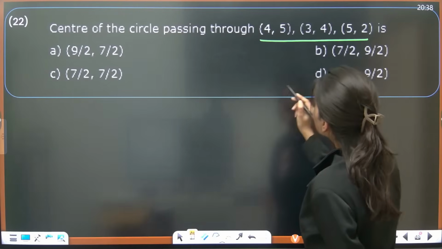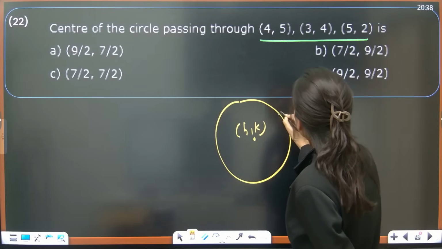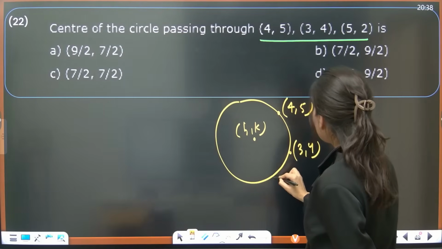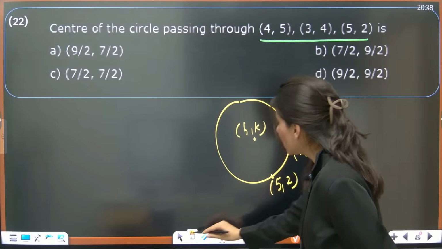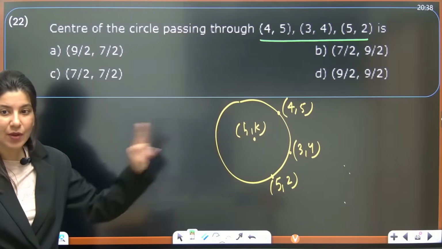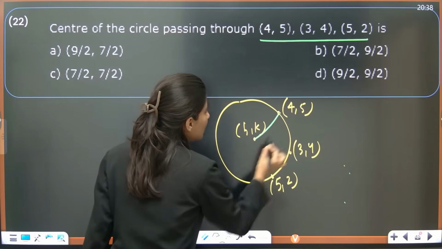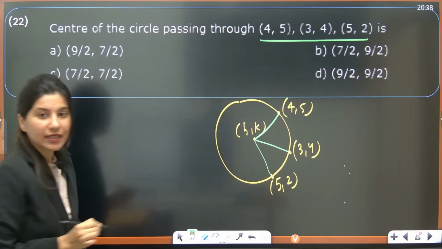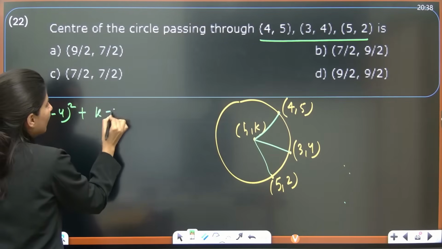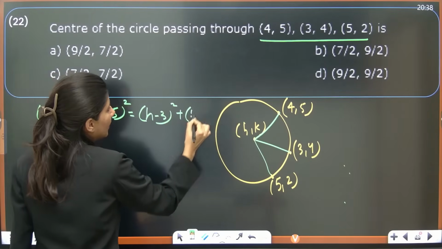Okay, center of the circle. So there is this circle whose center is h, k, correct? And this is your 4, 5. This is your 3, 4 and 5, 2. Okay, so let me just tell you how to tackle this type of question. 3 points are given on the circle. You have taken h, k. Now, h, k, this is also radius, this is also radius, this is also radius. Pick any two. So, (h minus 4) square plus (k minus 5) square is equal to (h minus 3) square plus (k minus 4) square.